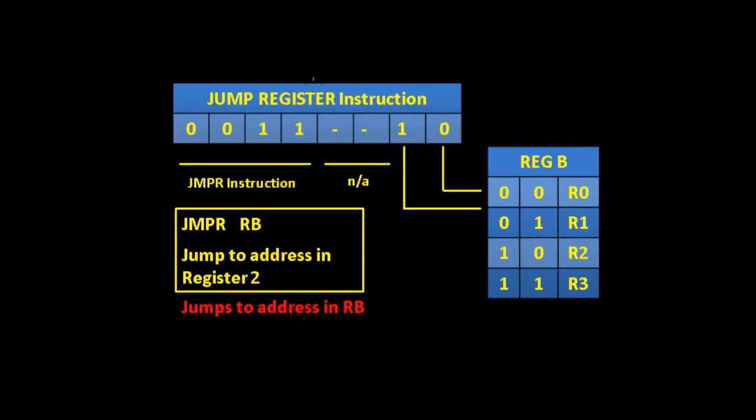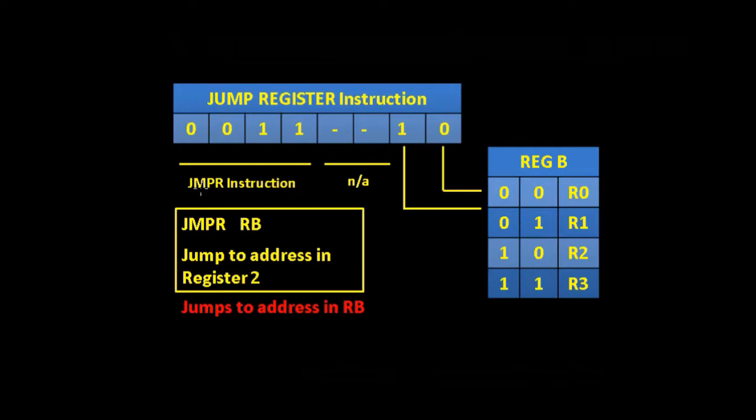So this is called jump register, and what it does is it jumps to the address which is given in the register RB. So it's JMPR, jump register RB. In this instance here, the register is given by regB, and we've chosen register 2 in this example. So we could say that this is jump to the address given in register 2. Quite simply, we can say that it jumps to the address in RB.